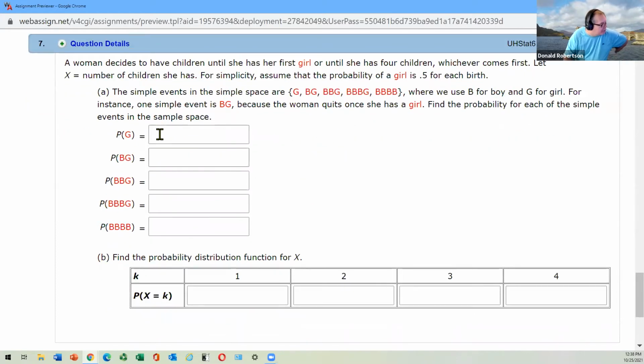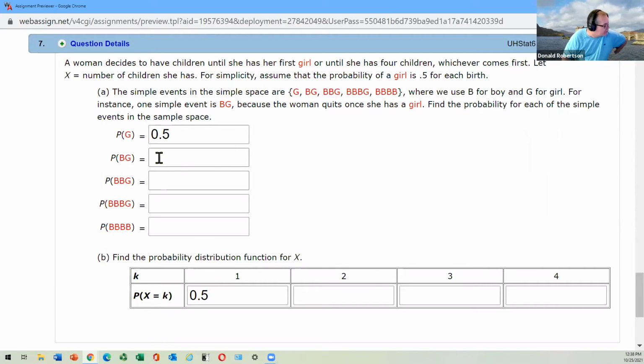Can we make the assumption, and that's what they're talking about here, that the chance of a girl is a half and the chance of a boy is a half, right? 50-50. Now, first girl is a half. Would you agree that that's going to happen 0.5 of the time? And so the chance that she has one child is 0.5 because she actually got a girl. The first kid was a girl, she's happy, she's finished.